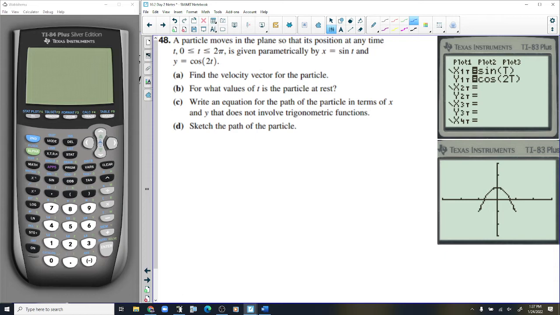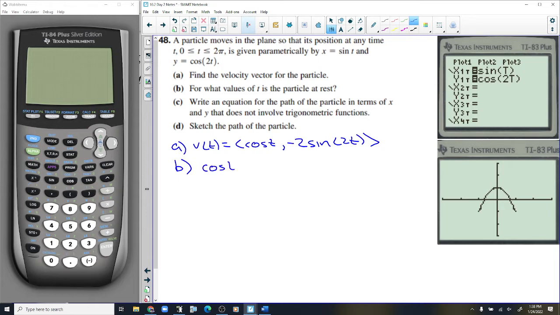A particle moves in the plane so that position at any time t is given parametrically by those two, sine of t and cosine of 2t. A, find the velocity vector for the particle. So v of t is equal to cosine of t, comma, negative 2 sine of 2t. So we take the derivative. There's the velocity vector.